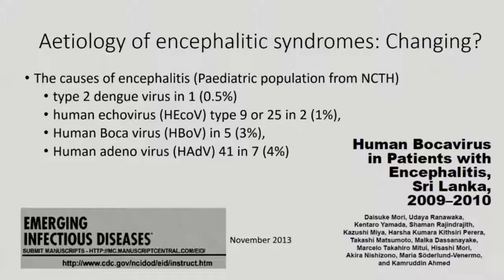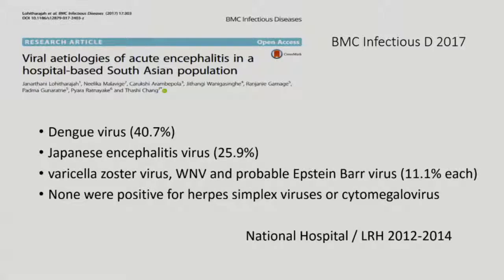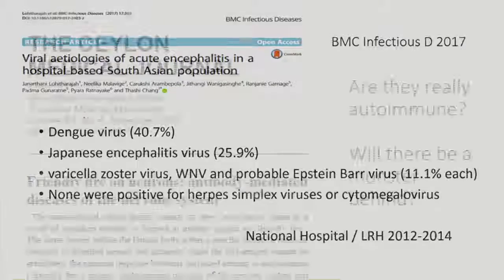A study done in a pediatric population in our setup showed type 2 dengue in 1, human echovirus, human Bocavirus in 5, and human adenovirus. Then another study in LRH and National Hospital showed dengue virus mainly, at 40.7%, Japanese encephalitis to a lesser extent, and so on.